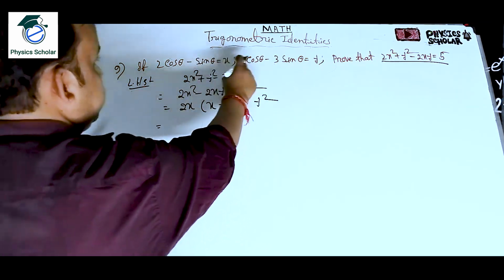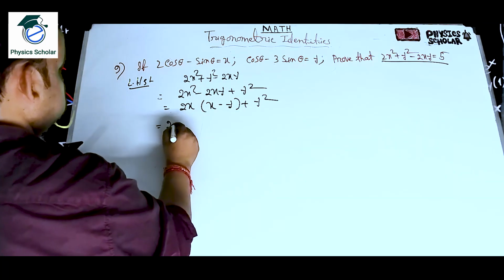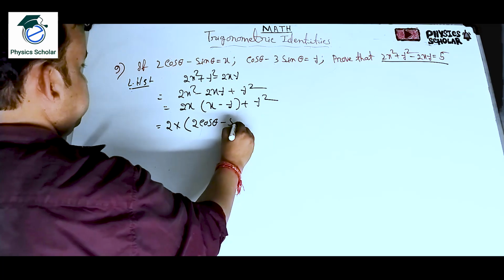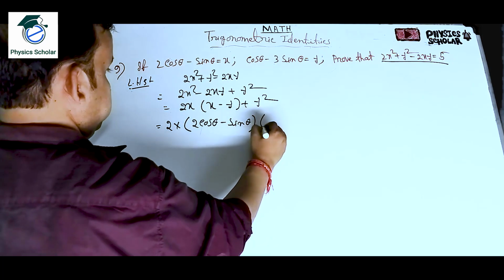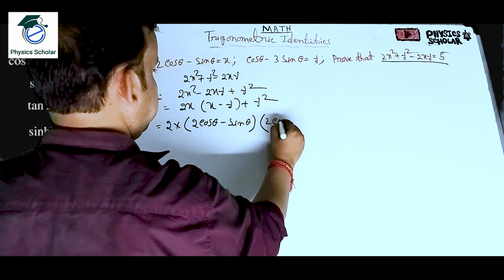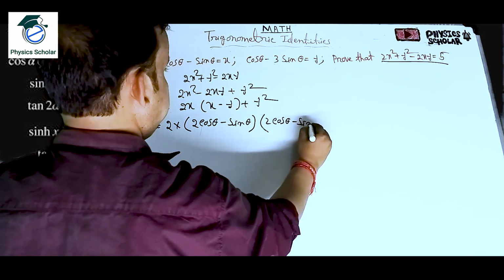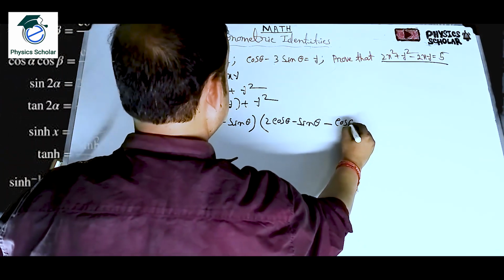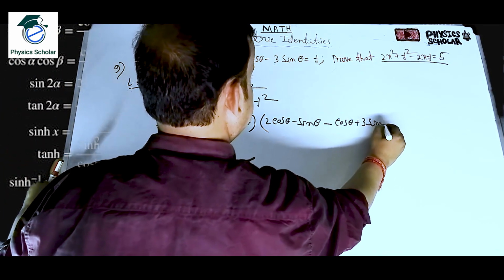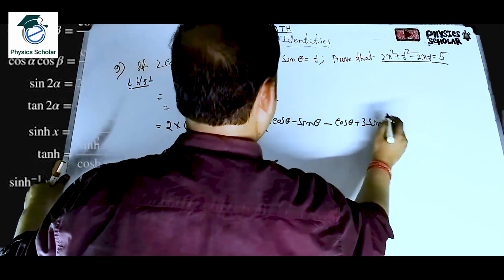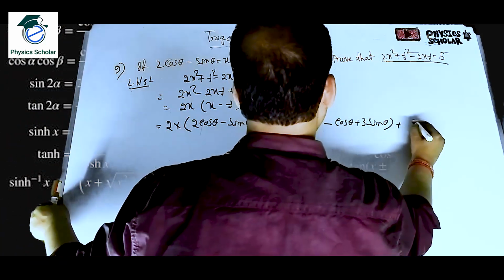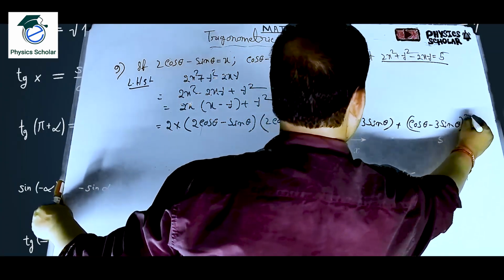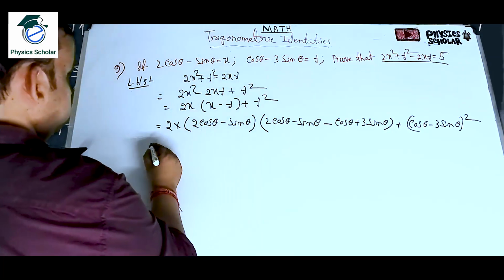Now what is the value of x and y given? So 2 into, what is the value of x? 2 cos theta minus sin theta, clear, into x minus y. What is the value of x? 2 cos theta minus sin theta minus, what is the value of y? Cos theta plus 3 sin theta, clear, sign will be changed, plus what is the value of y? Cos theta minus 3 sin theta, that whole square.